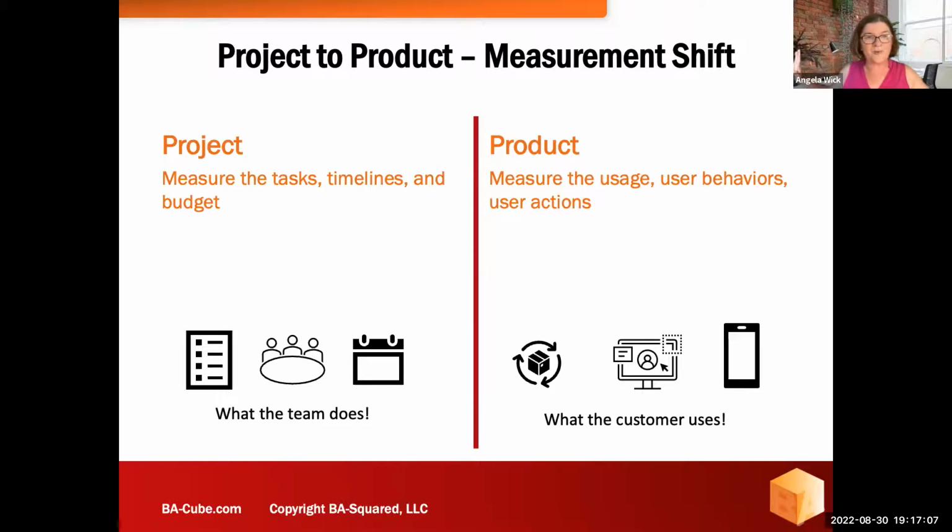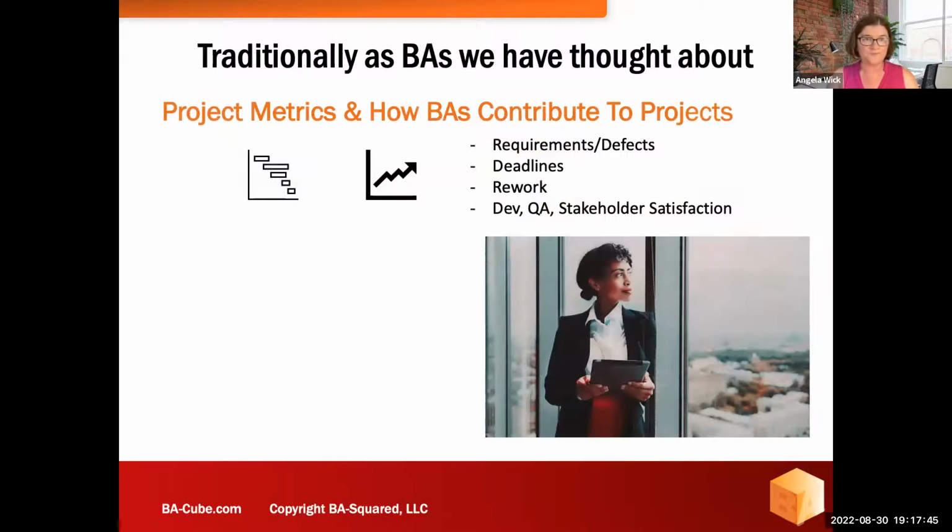So the shift here is that projects measure tasks, timelines, and budget. A product is about the usage, user behaviors, and actions. A lot of us work with project managers or other leaders that manage tasks, timelines, and budgets. We as BAs have to know that that's happening, but we work on measuring things like the usage, the user behaviors, and user actions. And this is what might be new to folks, right? It's like, what do you mean we measure this? But I hope with these examples and presentation, we're going to open your eyes to this kind of new way of thinking about your work.